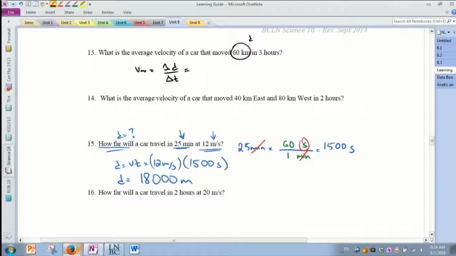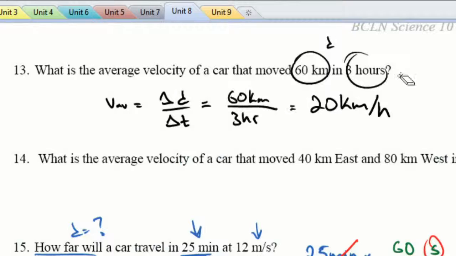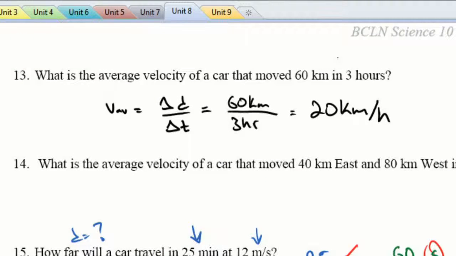The 60 kilometers is a distance, so I'm going to put that on the top. And then we have 3 hours. I'm going to put it on the bottom. 60 divided by 3 is 20, and that is going to be kilometers per hour. Now, we don't have anything in terms of a direction at all, so we can just leave it as 20 kilometers per hour. And that's it. That's all there is to that one, number 13. Unit 8, 7F.